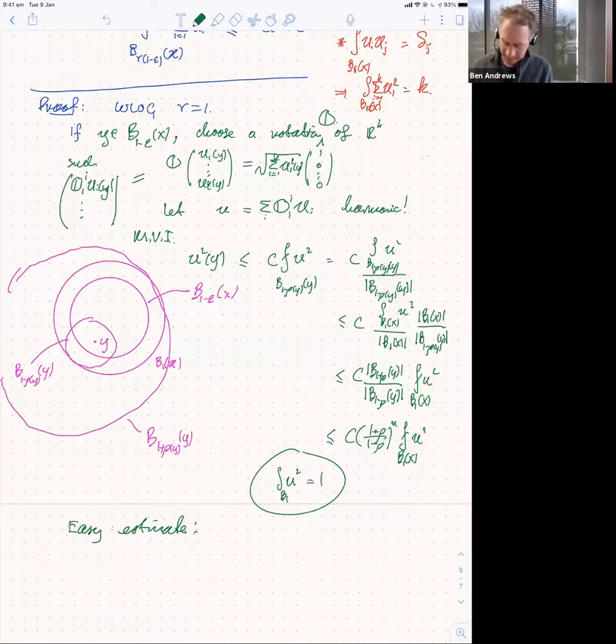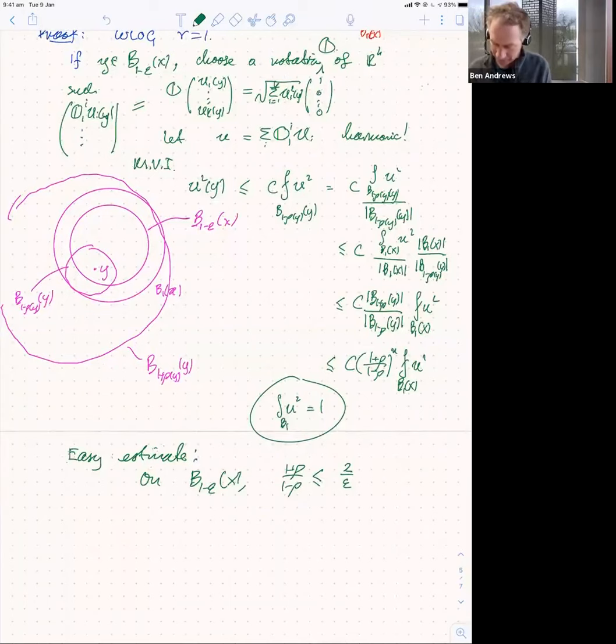Okay, so the easy estimate is that on the ball of radius 1 minus epsilon about x, I have that (1 plus rho)/(1 minus rho) is less than or equal to, so rho is less than 1 minus epsilon, so this would be less than, say, 2 over epsilon. Okay, and so that would give me that u squared at y is bounded by some constant, I get a 2 to the n, which I'll just absorb into the constant, times epsilon to the minus n, and then I get 1 over the ball of radius 1 about x.